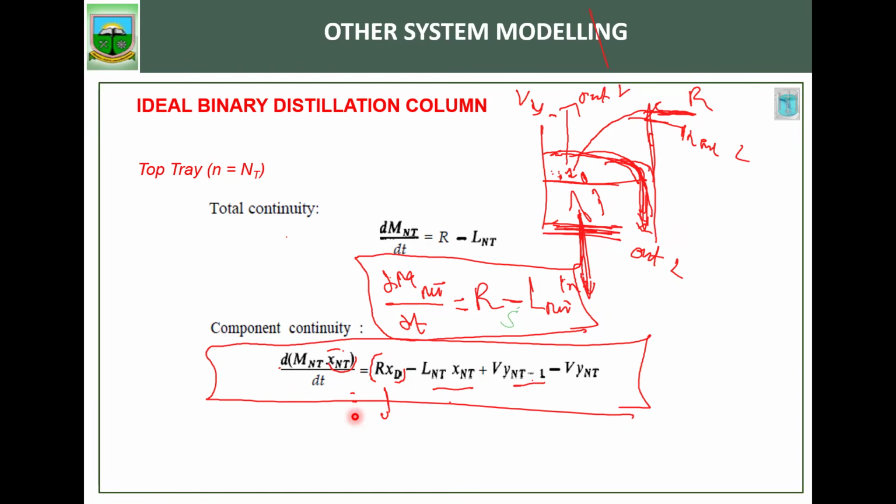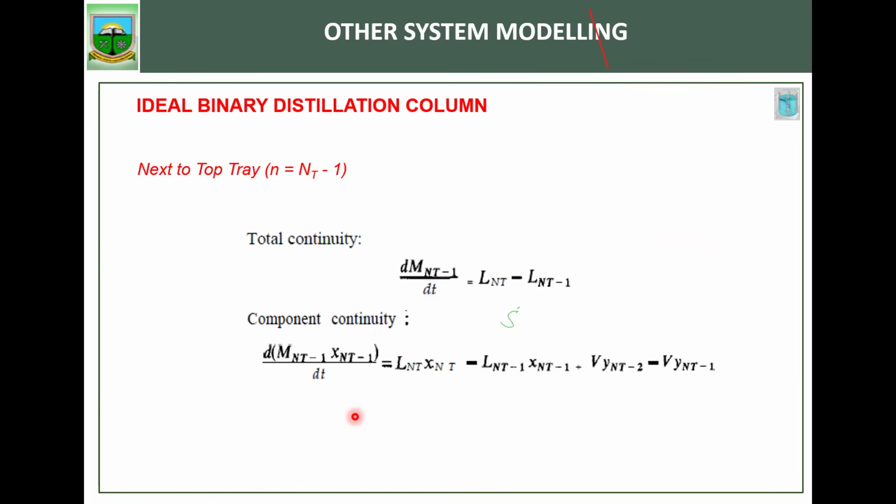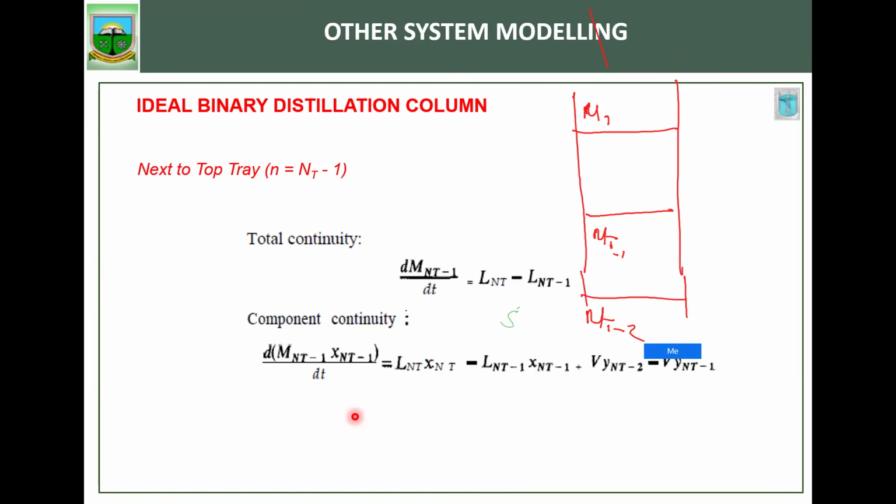You have this as your continuity. Now, aside from the top tray, we now have another tray, right? So it's like this, which we call NT minus 1, because you have this, you have a 1 here, this is NT. So this tray is NT minus 1. The next tray below this is going to be NT minus 2. Each of these trays has liquid coming down, gas coming in.